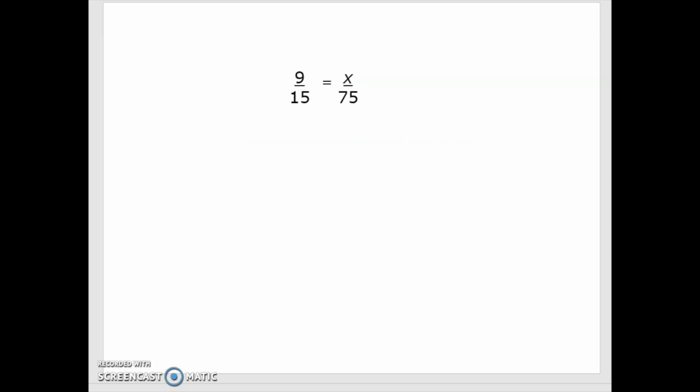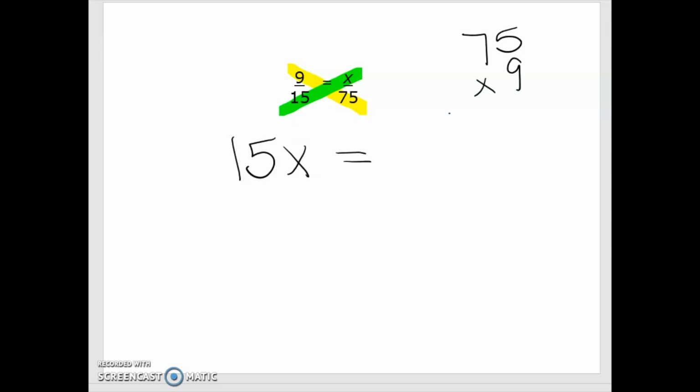So let's do one more together. So again, we're going to solve for x. We're going to look at our cross products. 15 times x. So we're going to write that down. And that is equal in a proportion to our other cross product, 9 times 75. Now, if you can't do that in your head, that's okay. There's nothing to worry about. You just write it off to the side and you do your multiplication off to the side. So 675. And there's never a problem with having to do the multiplication off to the side, right? That's not a big deal.